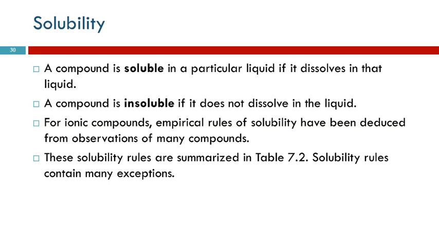How do we tell if something will dissolve or not? Well, we use the word soluble. A compound is soluble in a liquid if it will dissolve in that liquid. We're really just going to talk about things dissolving in water. If it doesn't dissolve, it's considered insoluble, not soluble. For ionic compounds, we make use of a set of empirical rules of solubility.